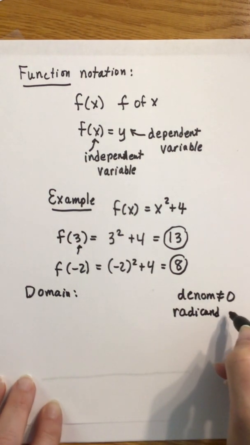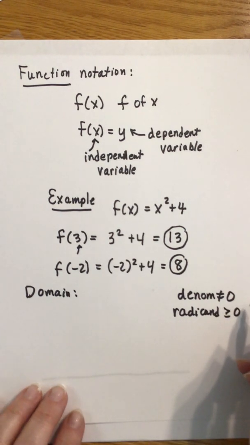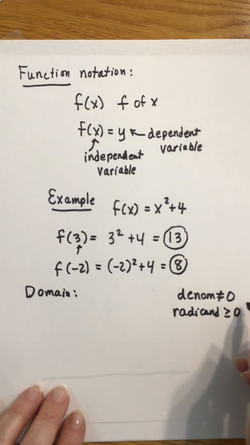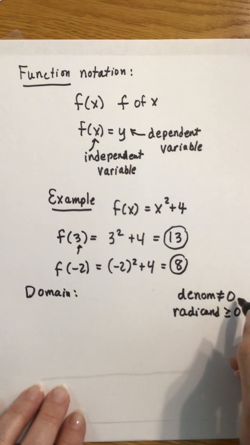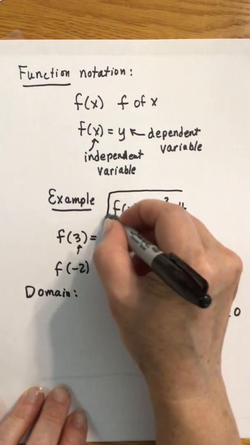Now remember we said the radicand was the thing that was inside the radical sign, and it has to be greater than or equal to 0. We can't have a negative in the radical, in the square root.